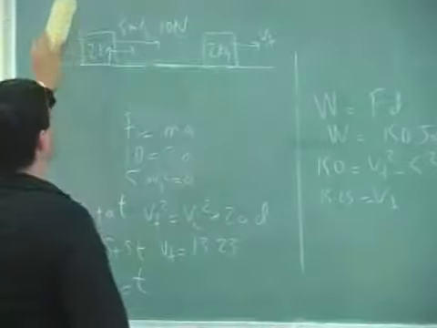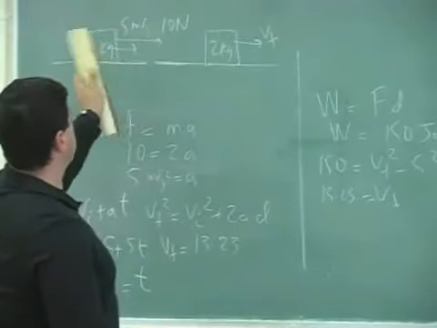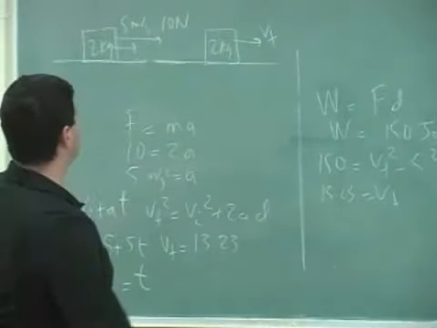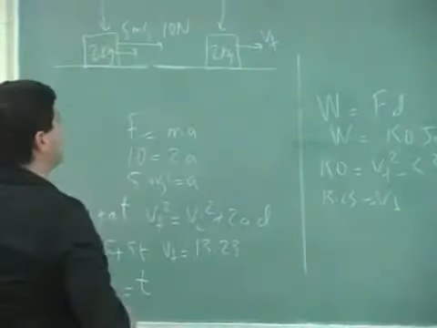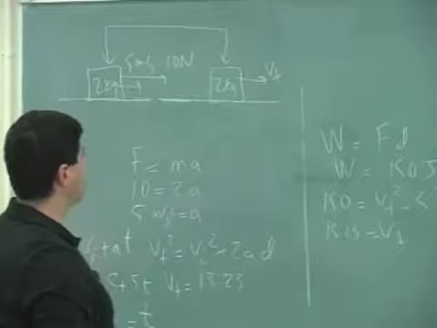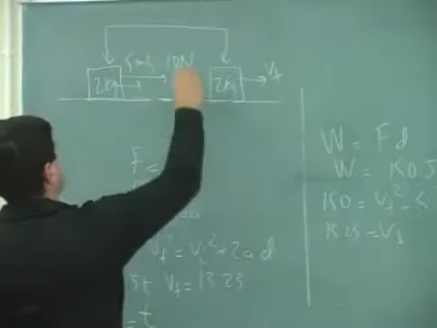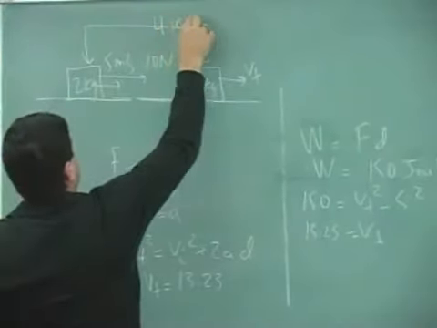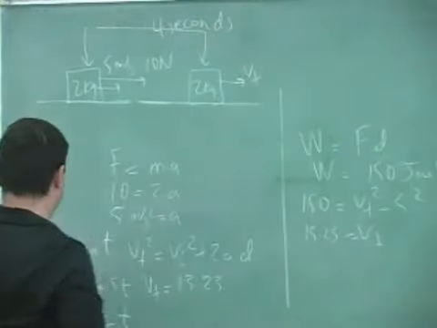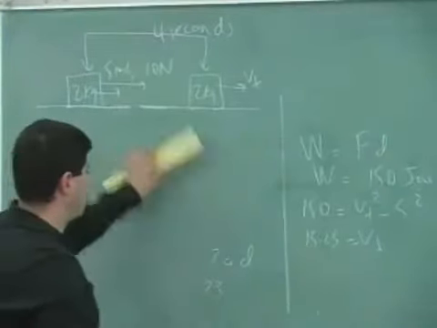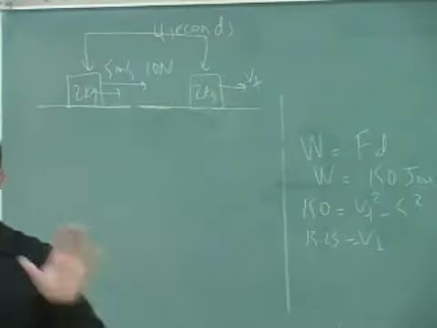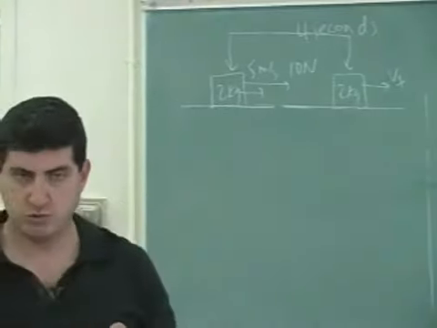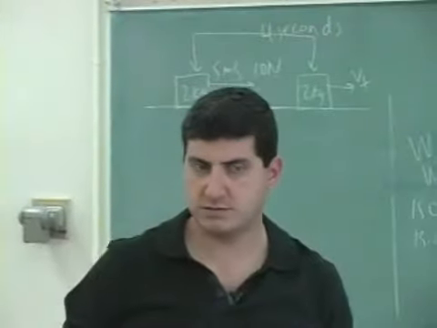There's a 2 kilogram block, 5 meters per second, 10 newtons, and the 10 Newton force is dragging the block for a time of, let's say, 4 seconds. Now solve for the final velocity. But the problem doesn't tell you the distance.